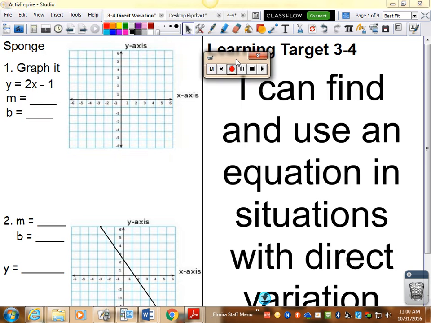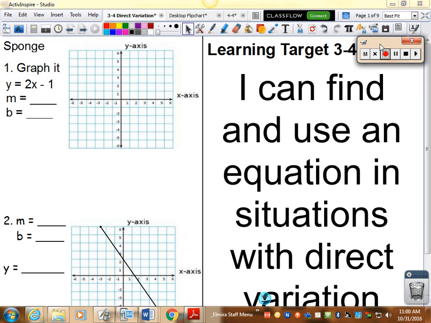Hey guys, this video is going to be a little bit different from my usual videos because I am using it for class purposes as well. So it means I'm going to go over the sponge and the learning target, which I don't usually do in my YouTube videos. I also might go a little bit slower.